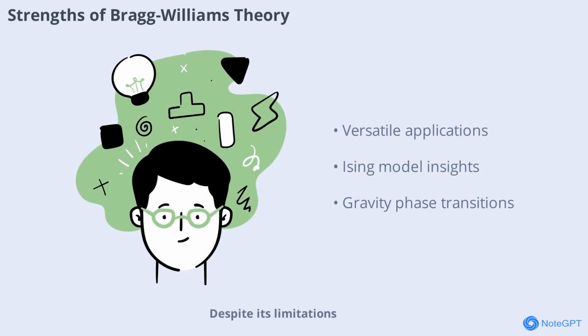Despite its limitations, Bragg-Williams theory is valuable because it helps us understand phase transitions in two very different areas of physics. For example, it explains the transition from ferromagnetic to paramagnetic states in the Ising model, as well as the transition from ordinary to black hole phases in gravity. These applications demonstrate the versatility of Bragg-Williams theory and its importance in both classical and modern physics.